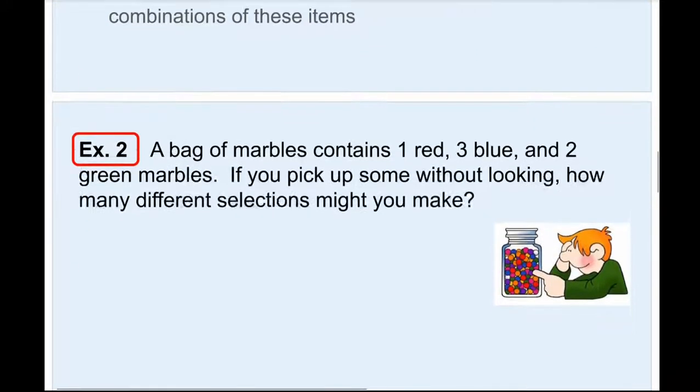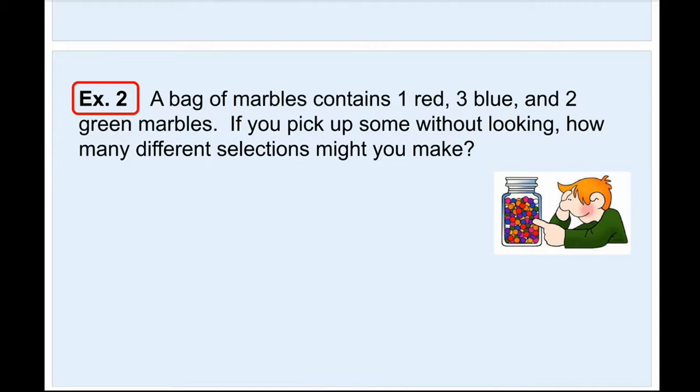So let's look at an example. A bag of marbles contains 1 red, 3 blue, and 2 green marbles. If you pick some without looking, how many different selections could you make? So again, key things: 1 red, 3 blue, and 2 green. And we pick up some marbles without looking. How many different selections could you make?